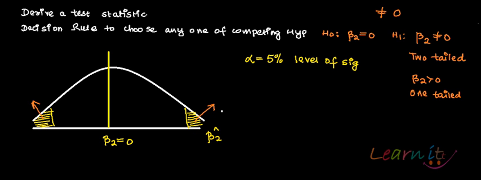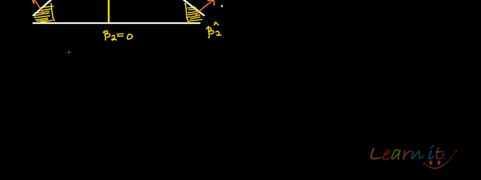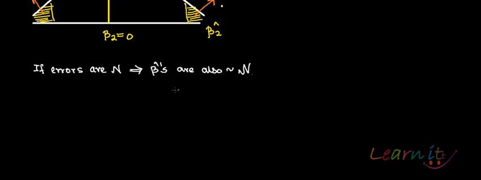Now, if errors are normally distributed, then this would imply that beta hats are also distributed normally. Okay, so in order to know the distribution of estimators, you have to know the distribution of errors.